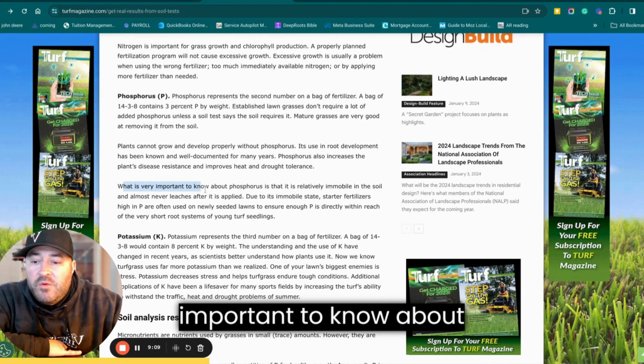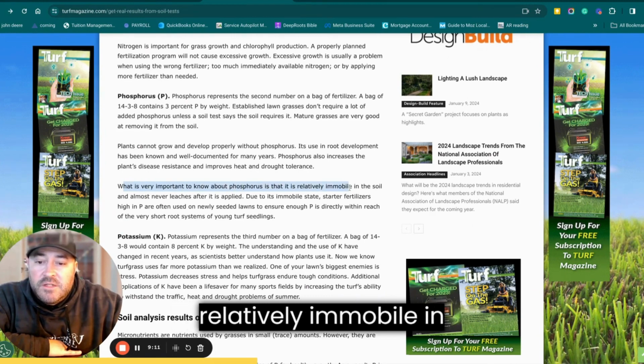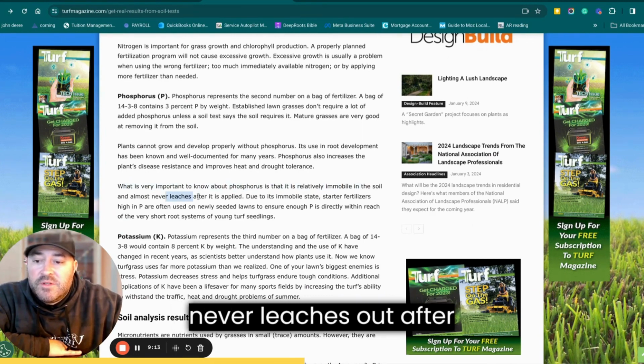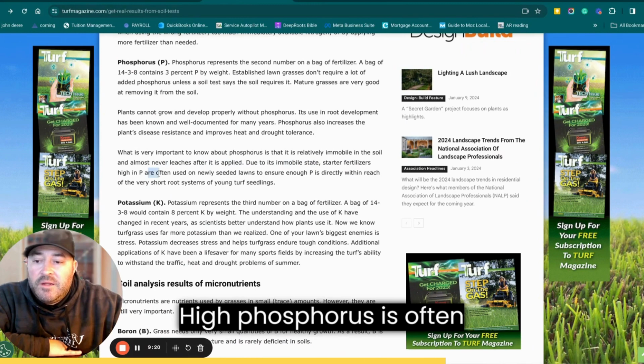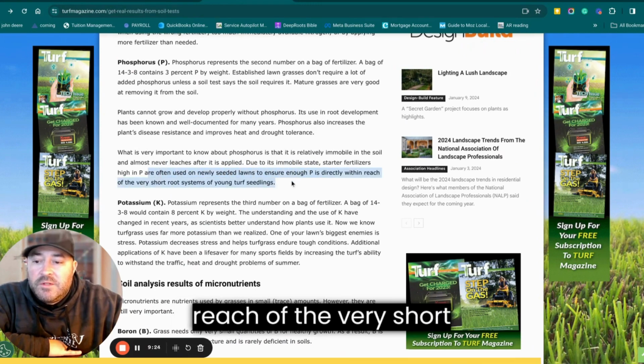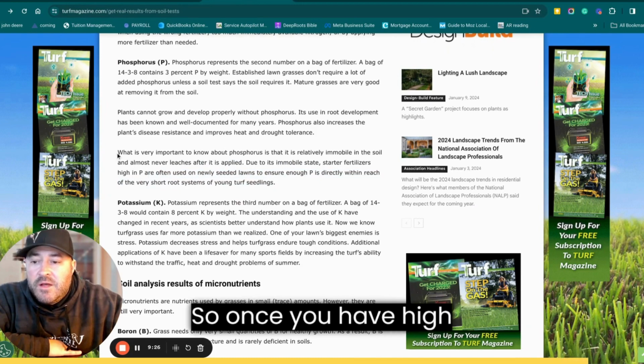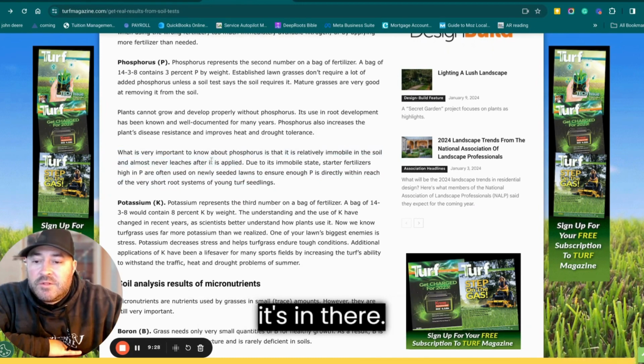What is very important to know about phosphorus is that it is relatively immobile in the soil and almost never leaches out after it's applied. Starter fertilizers are high in phosphorus, often used on newly seeded lawns to ensure P is directly within the reach of the very short root system. So once you have high phosphorus, it's in there.